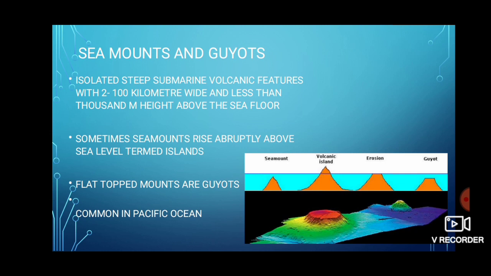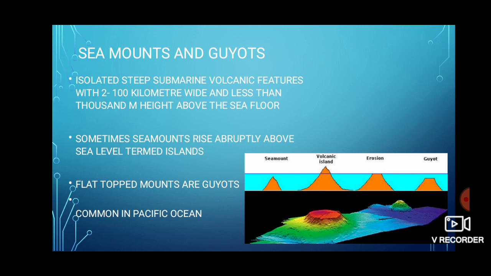Seamounts and guyots. Seamounts are isolated steep submarine volcanic features which are generally 2 to 100 km wide and less than 1000 meters high above the seafloor. So they are like a volcanic feature, but they are found on the ocean floor with a maximum height of 1000 meters from the seafloor.